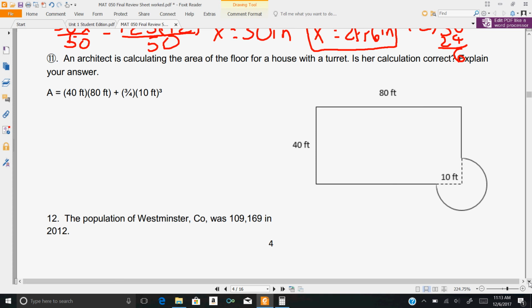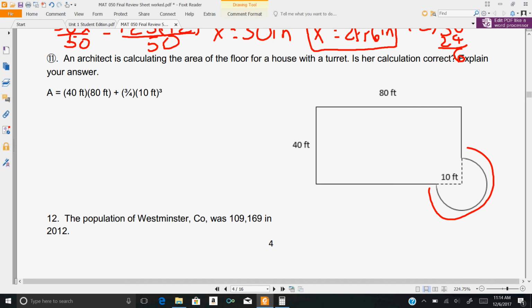Okay, now that you've looked at question 11, an architect is calculating the area of the floor for a house with a turret. A turret is the round portion usually on the corner of a house. Is her calculation correct? Explain your answer. You don't really need to know how to calculate the area. I'm going to go over that really quickly.